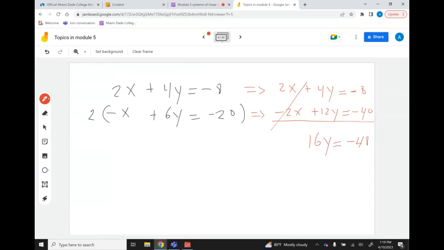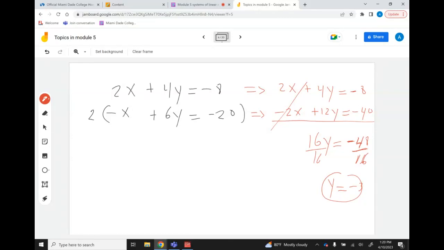Negative 48. You divide by 16, and you get 48 divided by 16. It's just 3. Negative 3. Actually, yeah, negative 3. Why is it negative 3? Because the 48 is negative, but the 16 at the bottom is positive. So we end up with negative 3. Y is equal to negative 3.